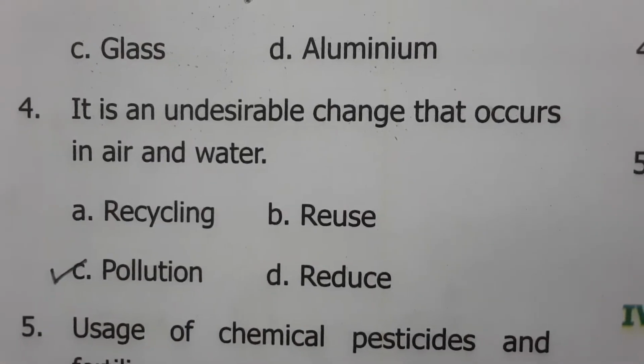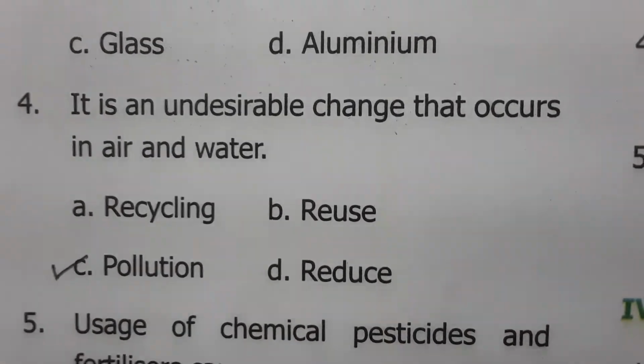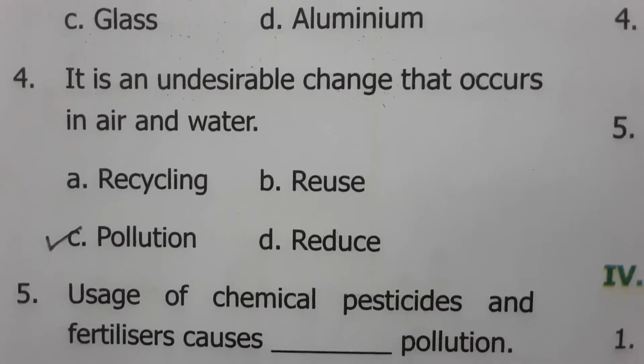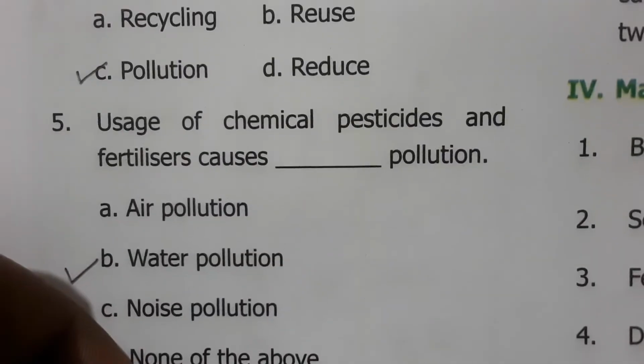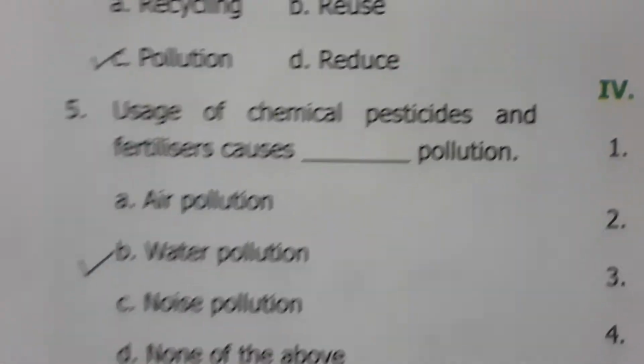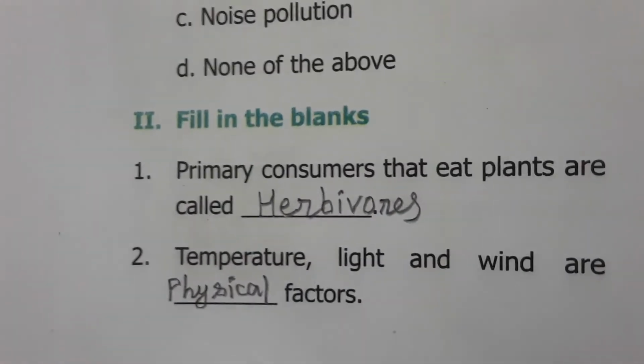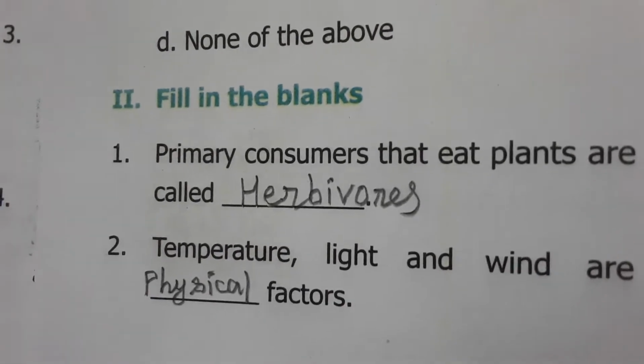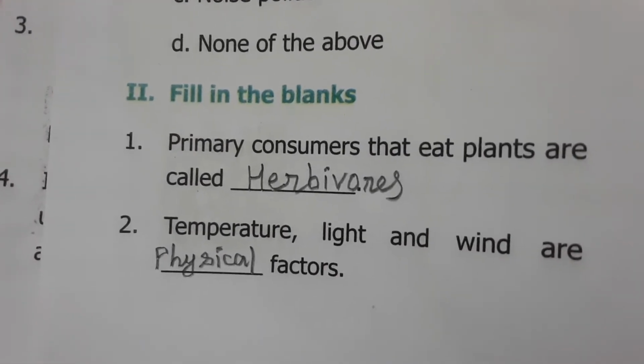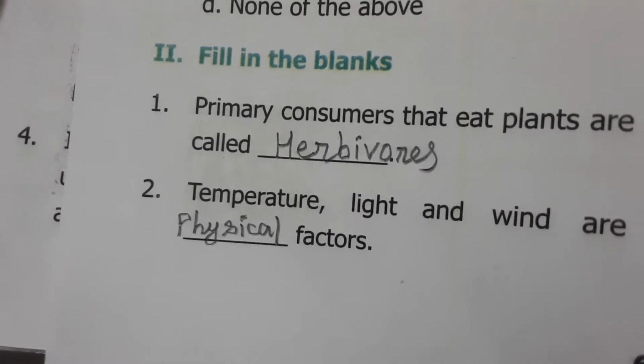It is an undesirable change that occurs in air and water. So undesirable change that occurs in air and water is pollution. Usage of chemical pesticides and fertilizers causes pollution. So water pollution. Fill in the blanks. Primary consumers that eat plants are called herbivores. So primary consumers that eat plants are called herbivores.